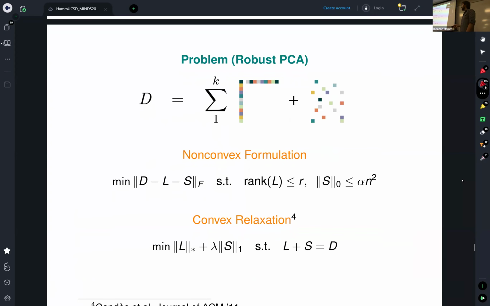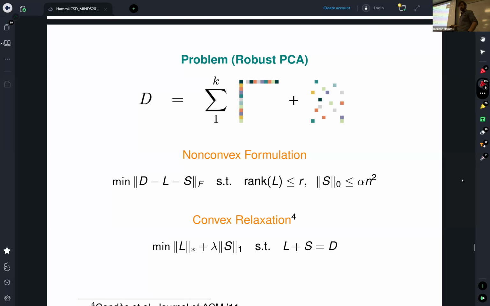The natural formulation of the robust PCA problem is non-convex. D is my noisy data matrix, L is my low rank part, S is my sparse part. I want to minimize the error in D minus L minus S, and I want to constrain that the rank of L is at most R, which is some fixed parameter that I know, and that S has a small portion of non-zero entries. Notation-wise, I'm assuming I have an n by n matrix, and alpha is the proportion of non-zeros in my sparse outliers. Okay, so this is non-convex.